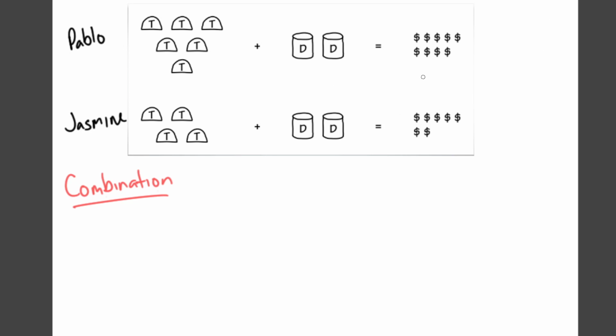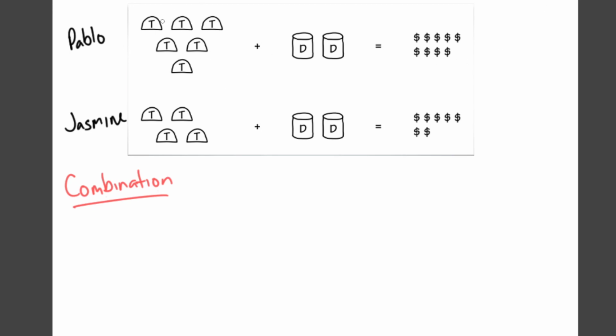The problem is they can't remember how much they paid for the drinks, nor how much they paid for the tacos. Both Pablo and Jasmine went to the same taco truck, so all the tacos have the same price, and the drinks have the same price, but they can't remember how much they were actually charged for each taco and each drink. We're going to use combination to help us figure this out.